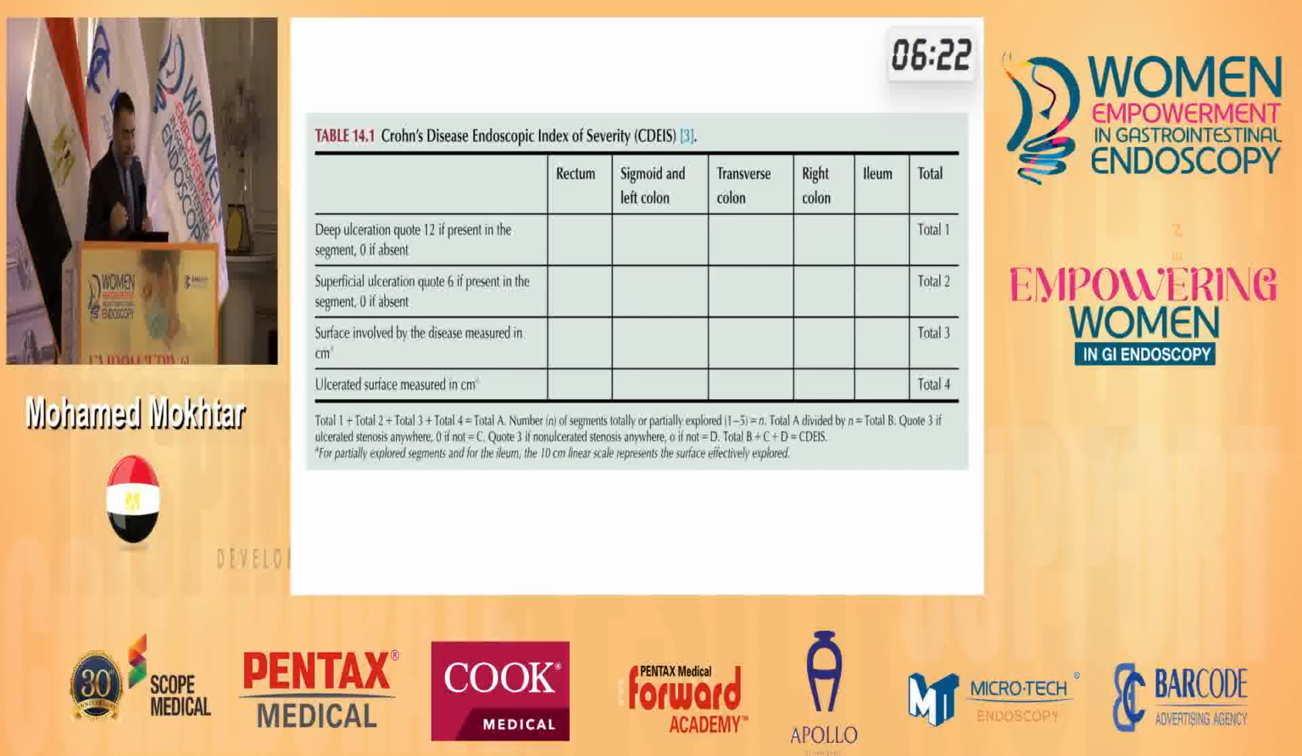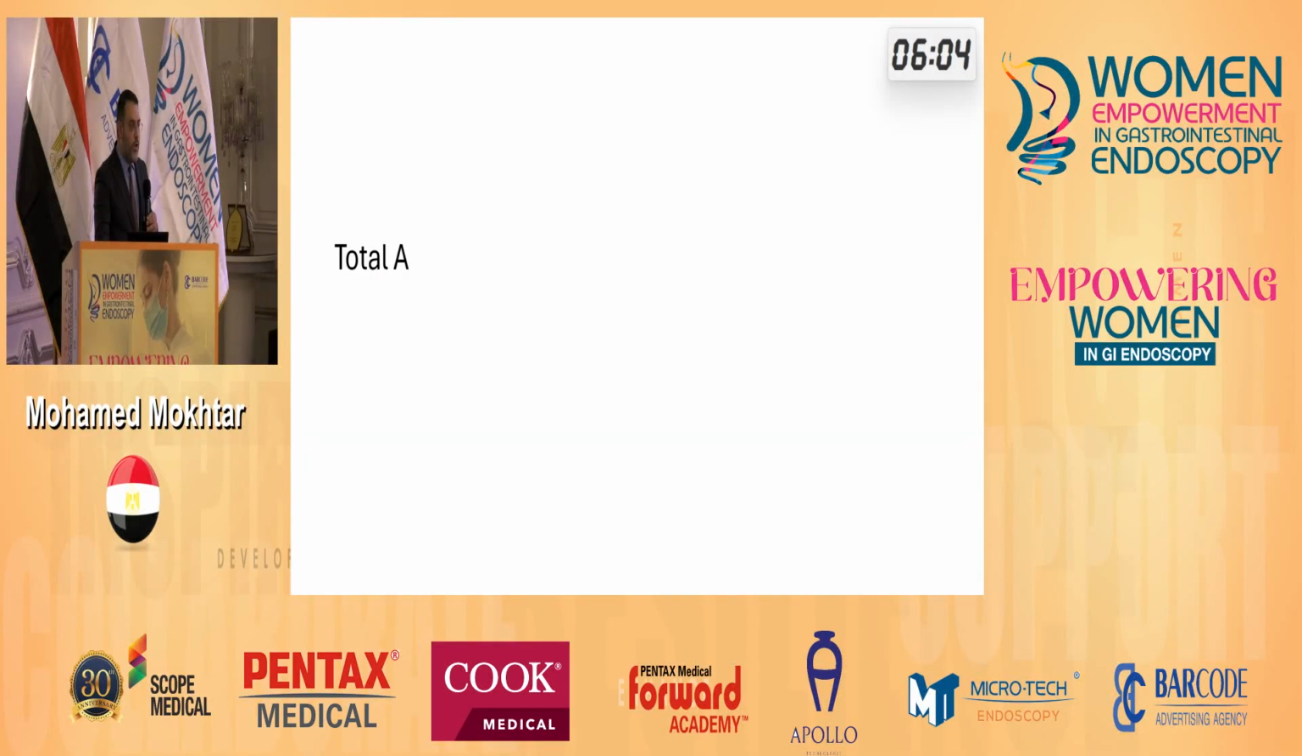if absent. Superficial ulceration, surface affected in centimeters, and the ulcerated surface. We will describe and put all the marks for each segment of the colonic segments examined. And this will give us a total number. This total number we'll call total A. The scoring does not end here. We have the total A number and divide it by the number of segments that have been examined. So A divided by N will give total B.